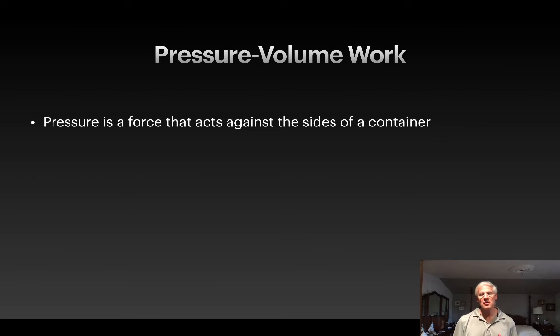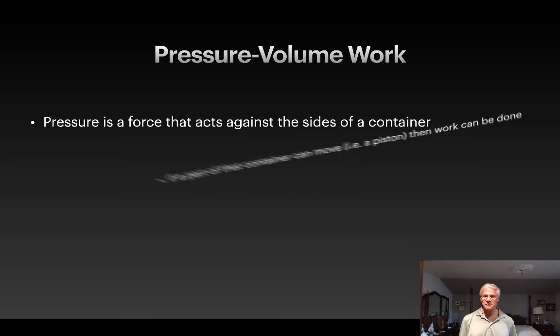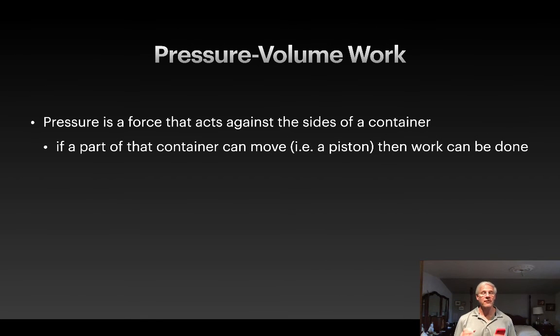So let's talk a lot about our heat exchange. Let's talk about work. Pressure and volume is probably the most common way that we do work in chemistry. We know that pressure is a force that acts against the sides of a container. And if you remember from your physics, work is force times distance. So pressure is a force, and so we just have to move something. So if we have that pressure moving something like the walls of a container or a piston, then work can be done.